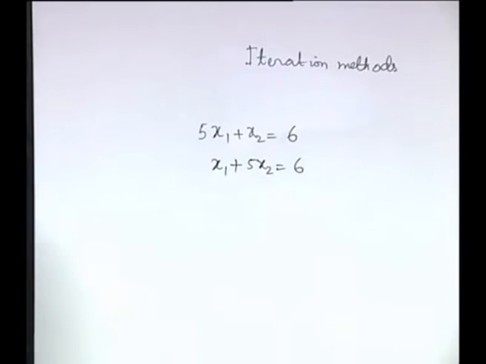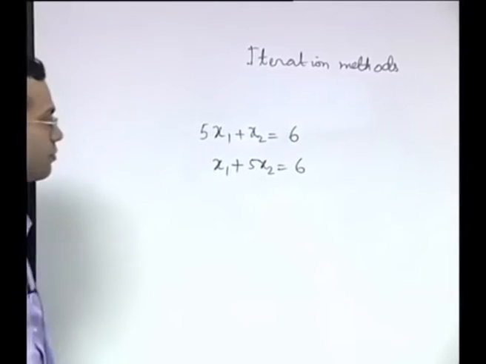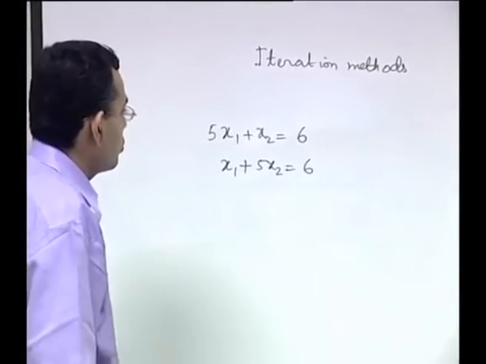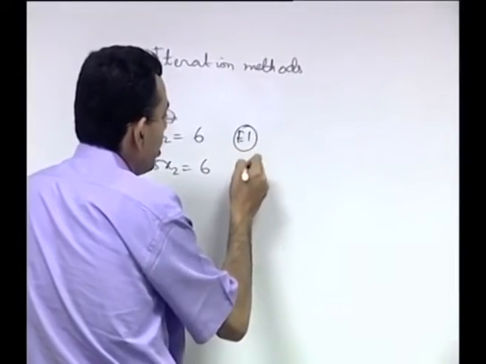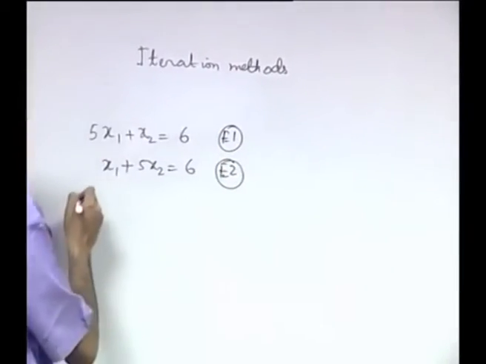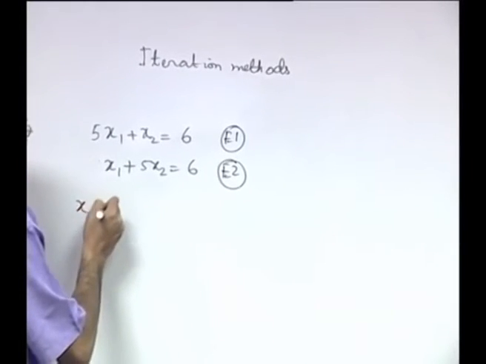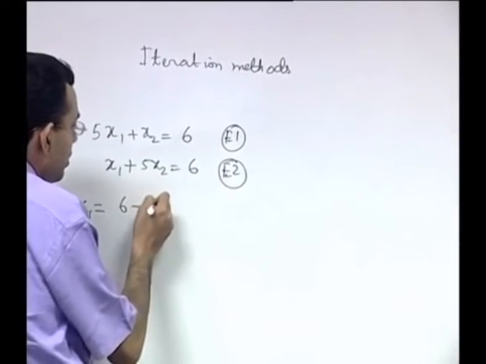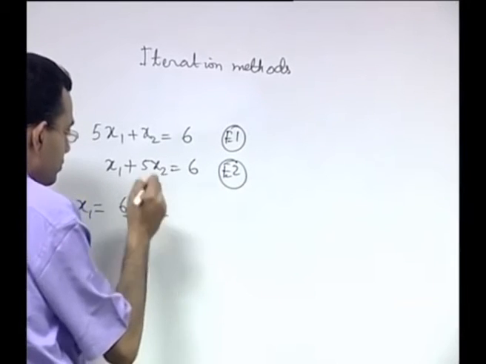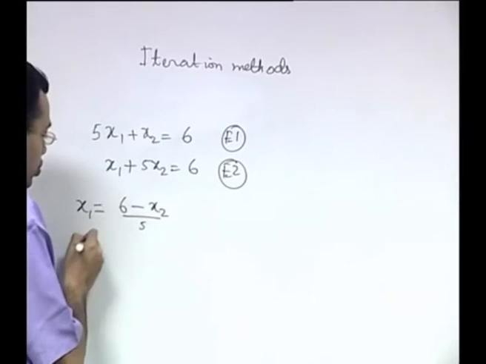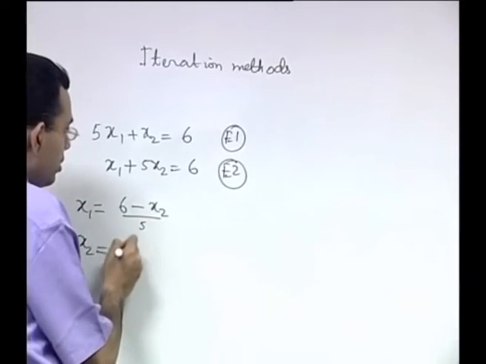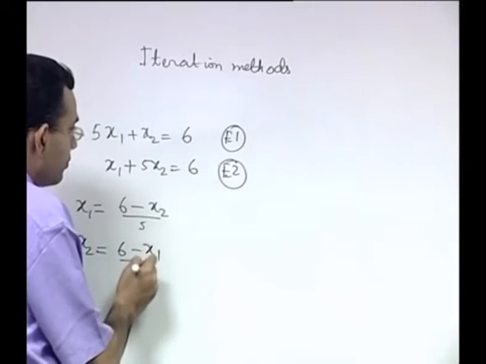Let us say we have these two equations. What we will do is write an explicit formula for x1 from equation 1. So x1 is (6 minus x2) by 5, and we will write an explicit formula for x2 from equation 2. So x2 will be (6 minus x1) by 5.